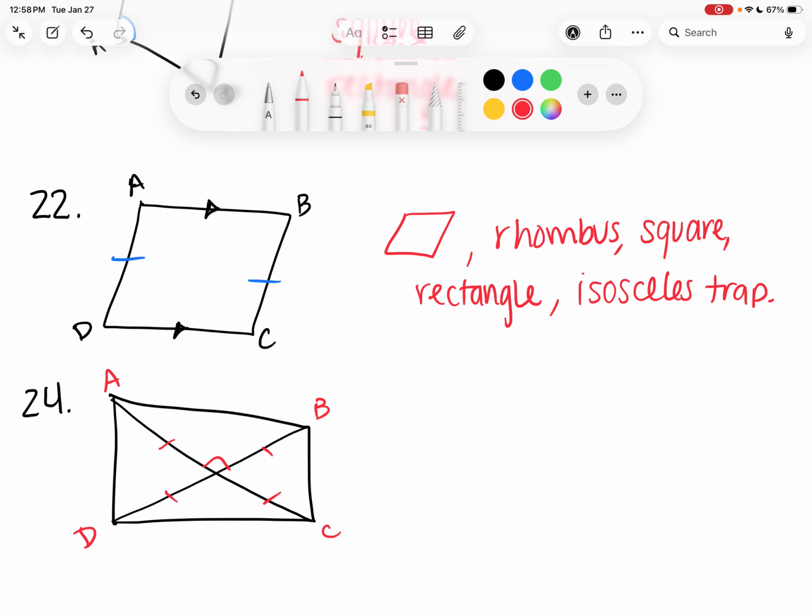What do you think about this one? It could be. I'd say probably not a kite. I saw a right angle. I saw perpendicular angles. Rhombus.